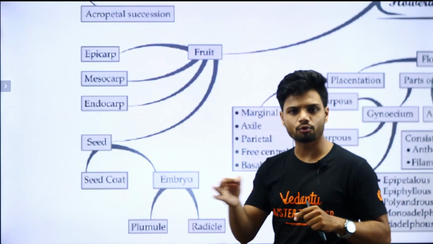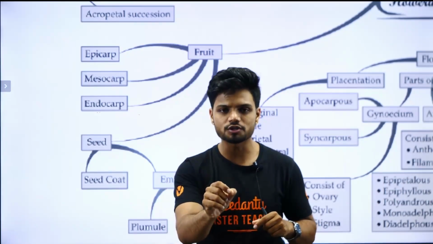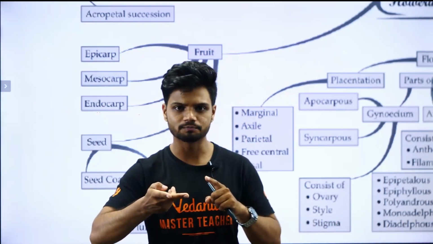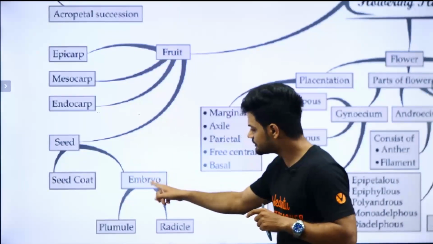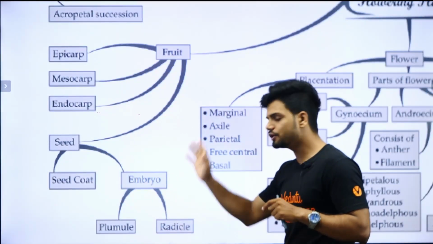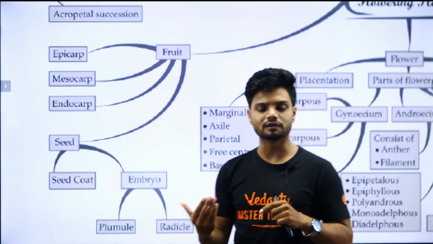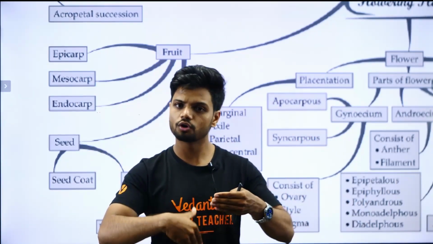Here, dicot seed and monocot seed, both are important. In dicot seed, we need to know the seed coat is mainly divided into two parts: testa and tegmen. Similarly, inside we have the embryo. Embryo has two parts. One is plumule, other one is radicle. Plumule develops into shoot, radicle develops into root.